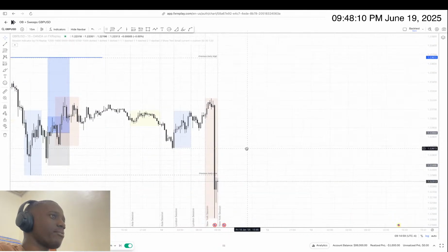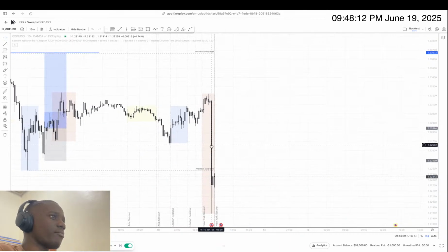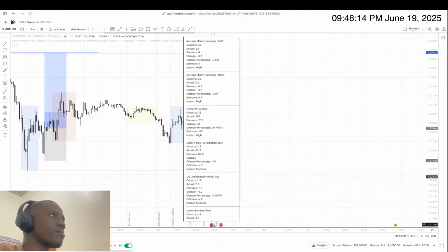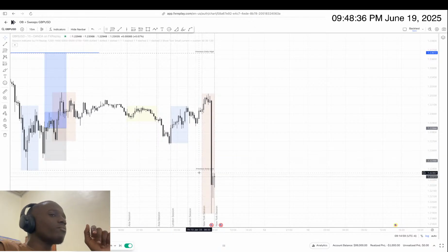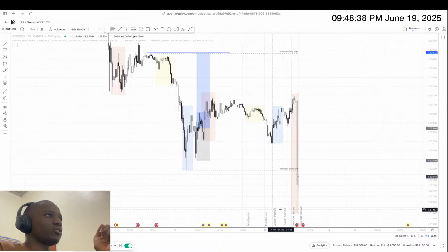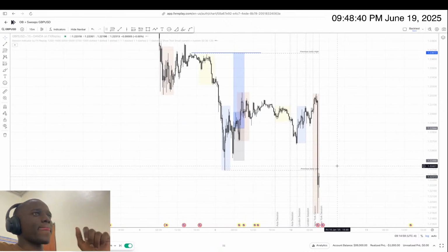Whoa, what kind of news was this? Average hourly earnings. Wait, non-farm payrolls? What's this? From 10th January. Oh yeah, 10th January 2025. I think NFP happened a week later. It didn't happen the first week. It happened in the second week. I think the first week was some kind of holidays, so we ended up getting stopped out.